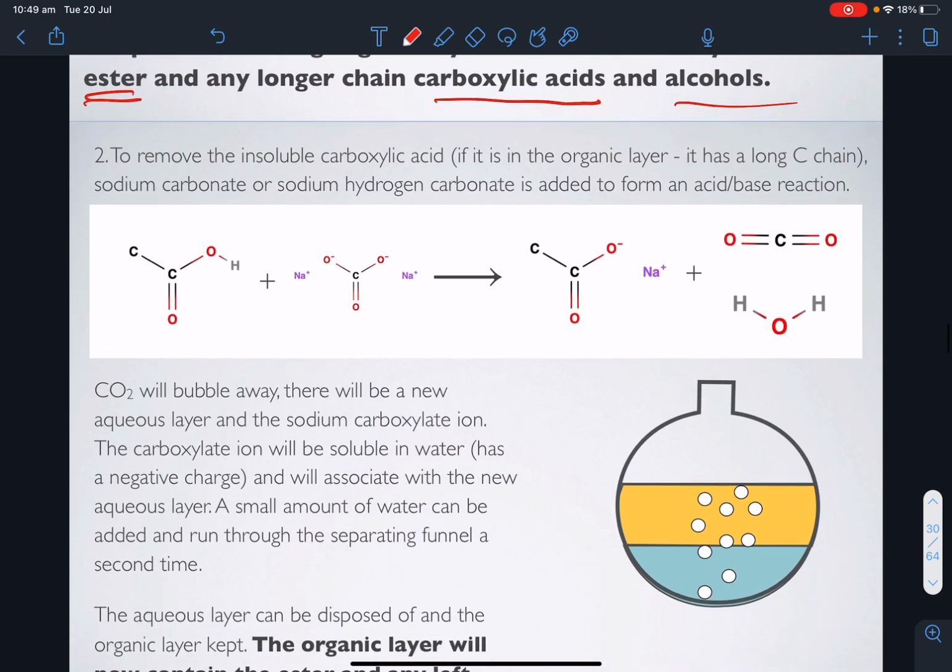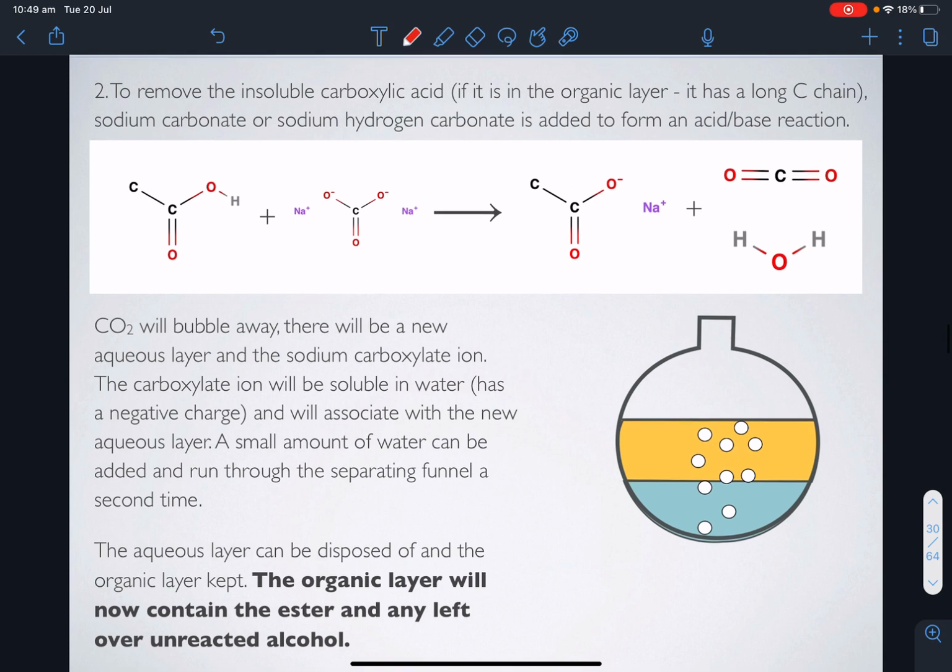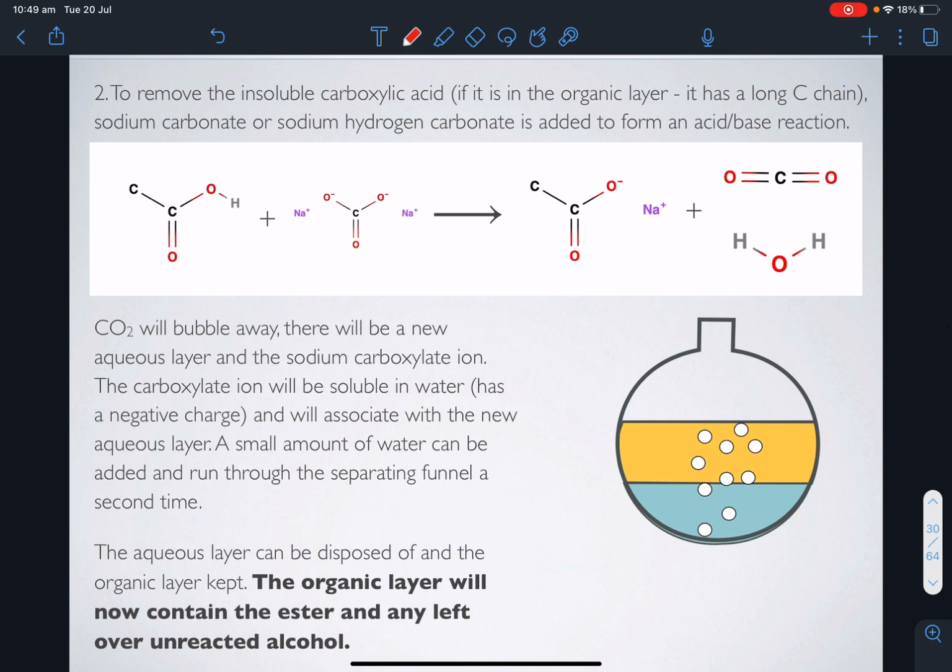Okay, our next step is, from that organic layer, we want to remove the carboxylic acid that could be in there. And how we do that is we react it with a base. We choose a specific base, a carbonate. We keep dumping solid carbonate in there and keep swirling it around, and we keep putting it in until we notice no more bubbles form, and then we know we've gotten rid of all the acid.